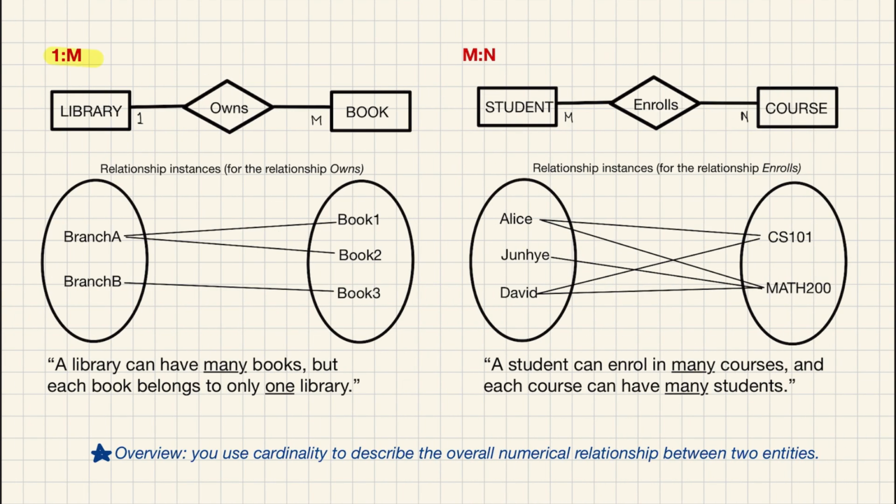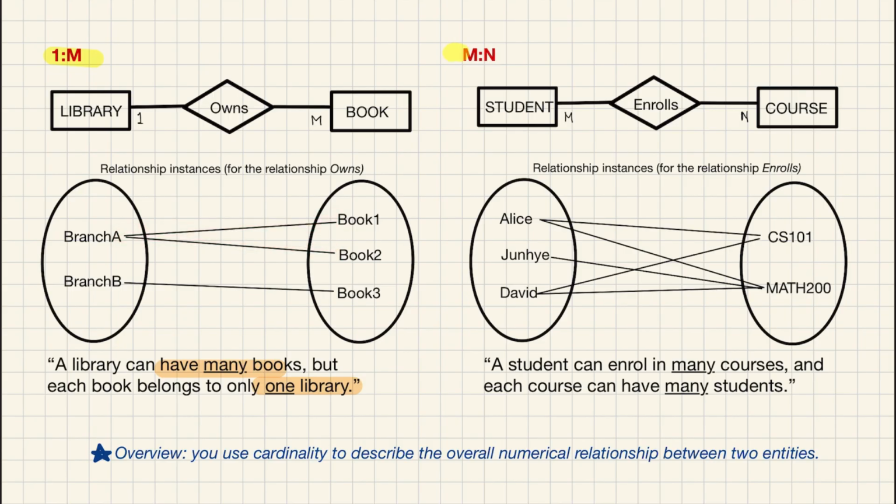Next, we have a one-to-many relationship. A library can own many books, but each book belongs to only one library. If we look at the instances here, branch A contains book 1 and book 2, branch B contains book 3. However, each book is associated with only one branch.